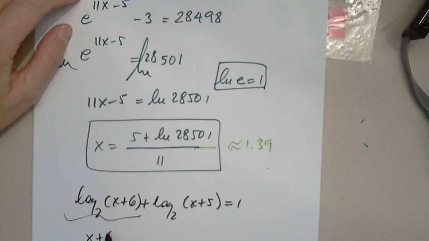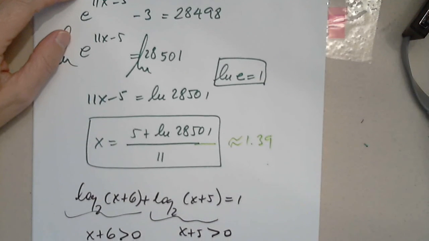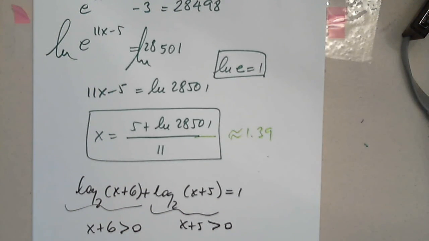I have to write x plus 6 greater than 0 and x plus 5 greater than 0. If you don't want to find the domain, it's fine, but you have to go back. You have to commit yourself to checking. Otherwise, you may not get the full credit.